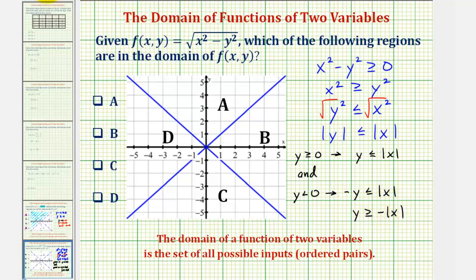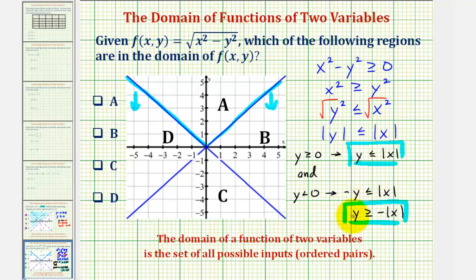And therefore, to find the domain of f(x,y), we want to graph this inequality and this inequality and determine when they're both true. So to graph y is less than or equal to the absolute value of x, we should recognize that this V shape here would be the graph of the absolute value of x. So if we want to graph y less than or equal to the absolute value of x, we would actually shade down.